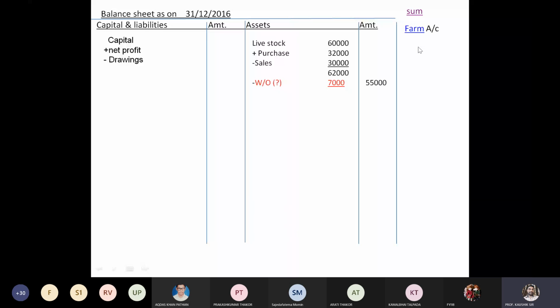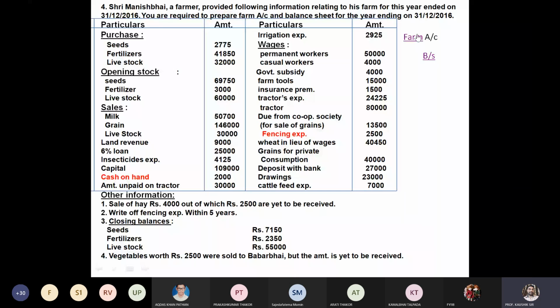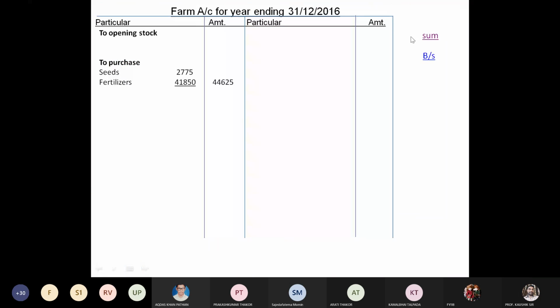Go to the farm accounts. Opening stock will be taken here. Opening stock of seeds and fertilizers. Livestock we have taken already. Seeds and fertilizer, opening stock: 69,750 seeds, 3,000 fertilizer. Total 72,750 opening stock, both seeds and fertilizer.